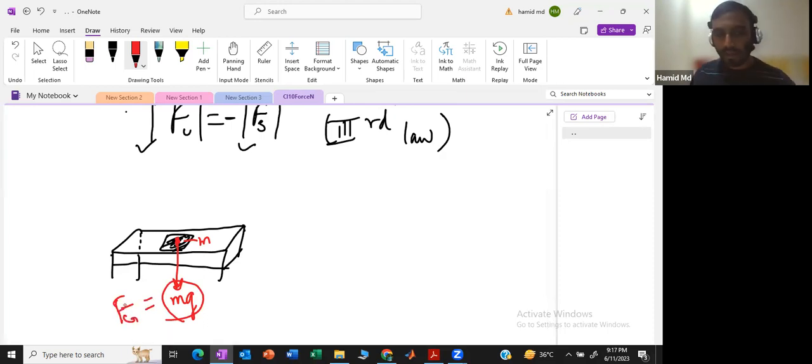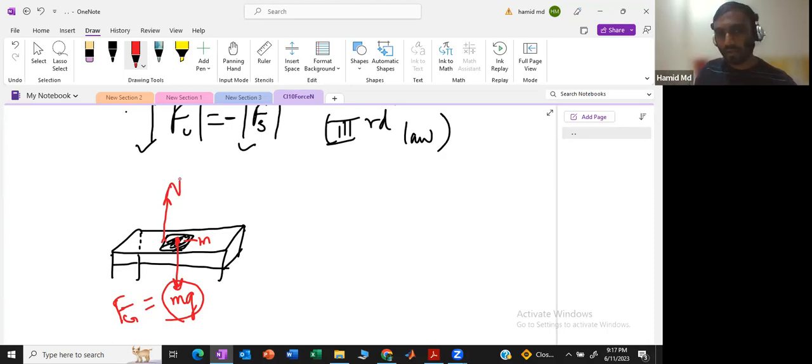How is it balanced? Why is it not falling down to the ground? Because it's on the table. The table is blocking it from coming down. The table is also providing a force called the normal force, the normal reaction, upward.